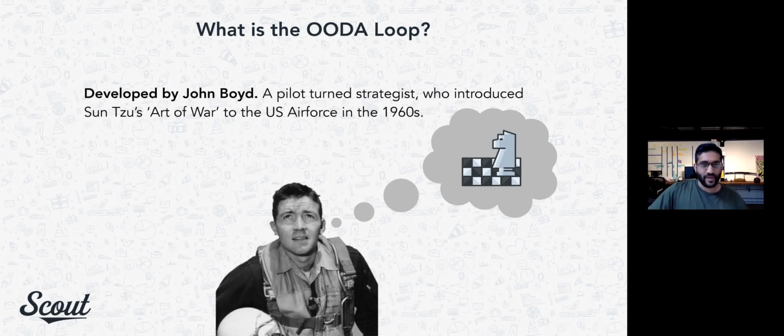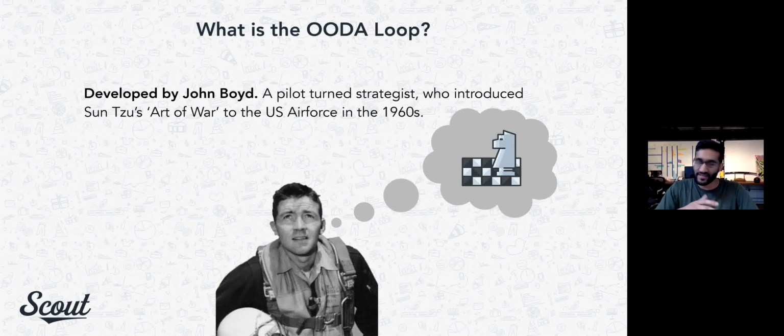So let's get started. The OODA loop was developed by John Boyd. John Boyd was a US fighter pilot in the Korean War and then in the Vietnam War. I think it's the other way around. I think the Vietnam War came first and then the Korean War came second. But he was a pilot in both of those wars. And he was also the one who's been credited mostly for bringing Sun Tzu's Art of War into the US Air Force and into the US military.